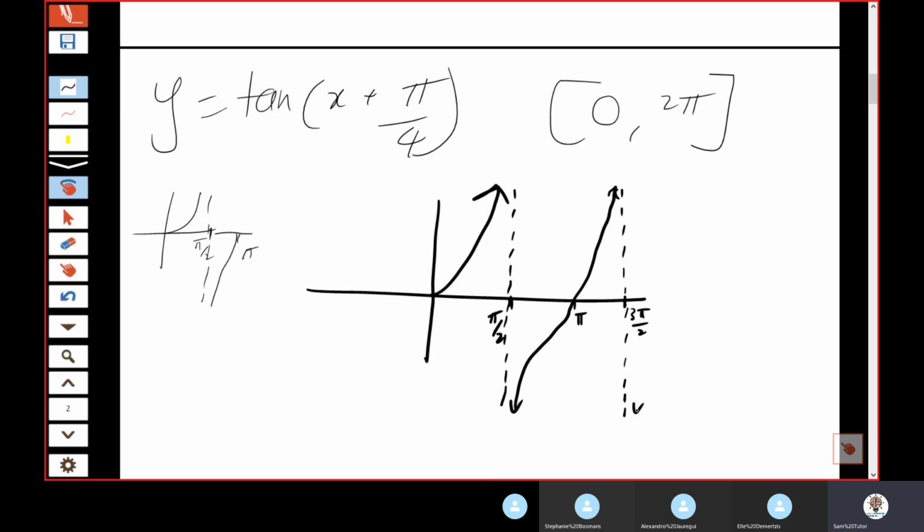So hard to draw on this tablet. All right, I'm just going to draw it and get it out. Yes. Okay.